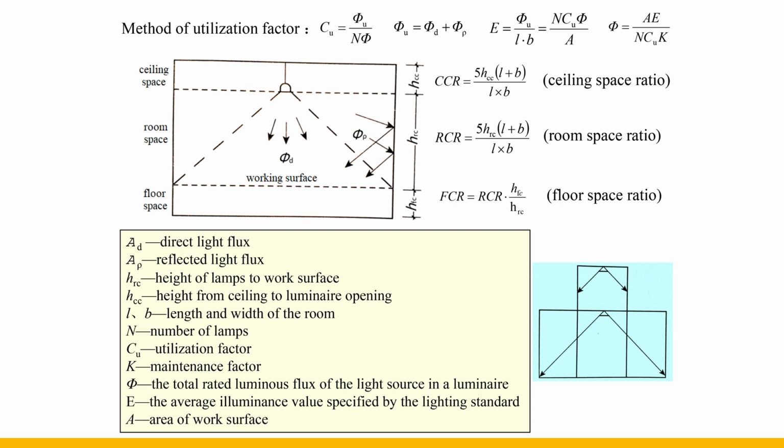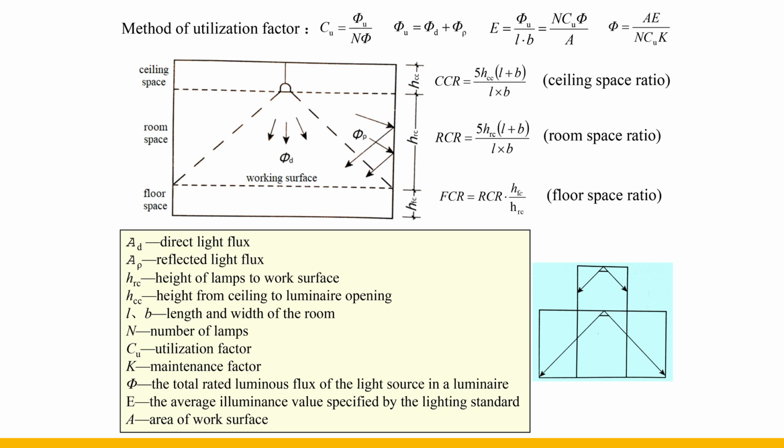Then the effective luminous flux Φu actually projected by the light source to the working surface is equal to the sum of the direct luminous flux Φd and the reflected luminous flux Φp. The larger the effective luminous flux, the more the luminous flux emitted by the light source is utilized, and the larger the utilization factor is.